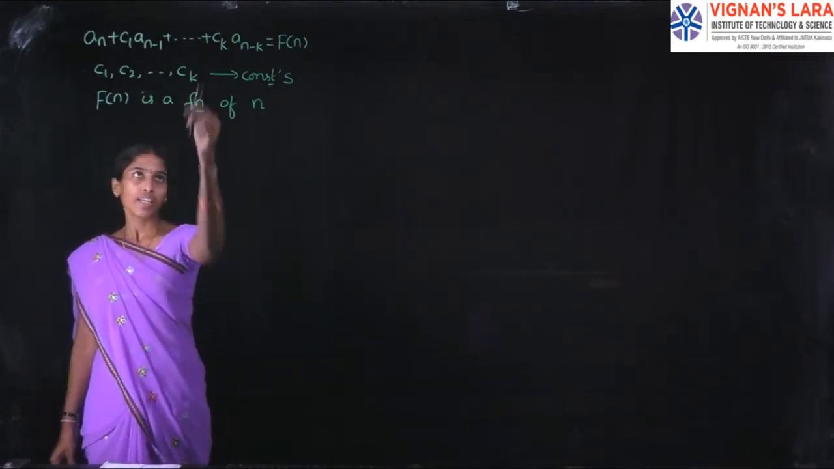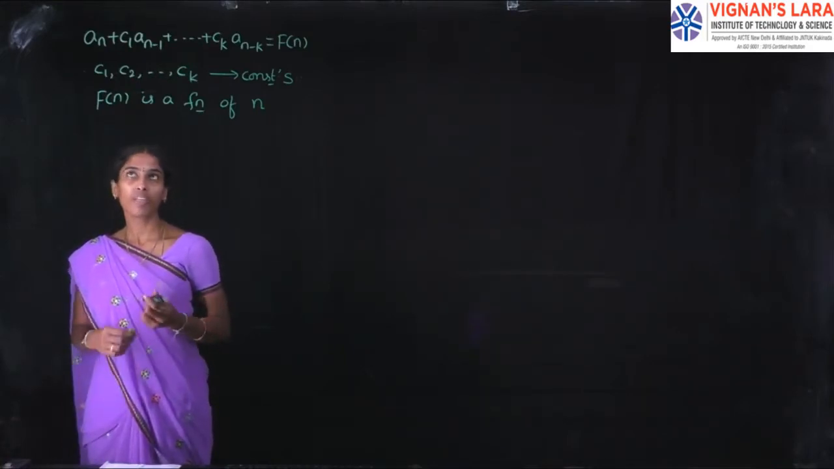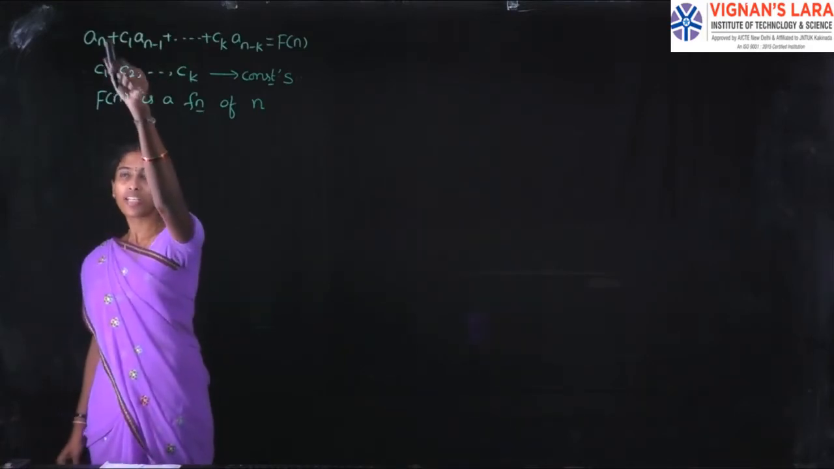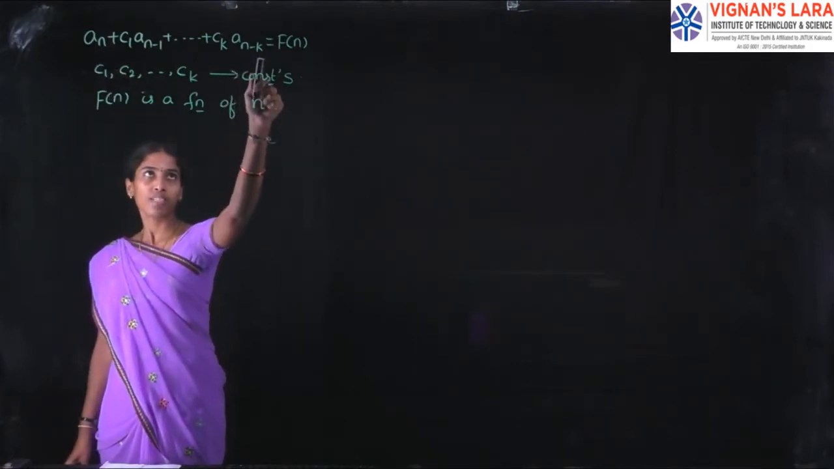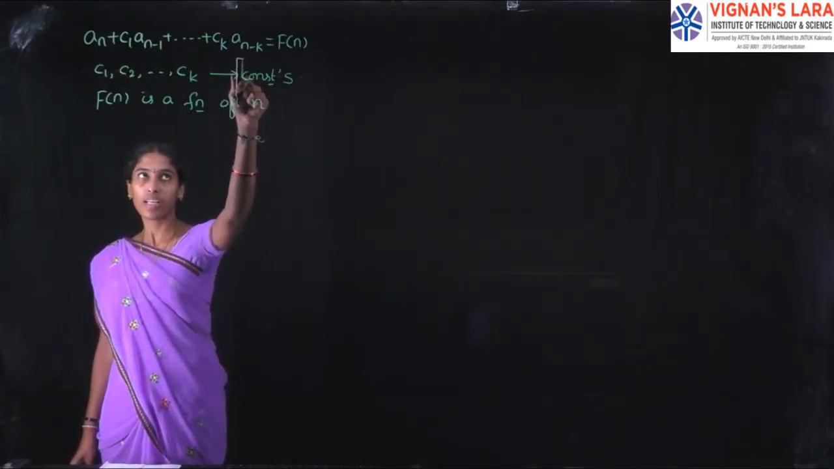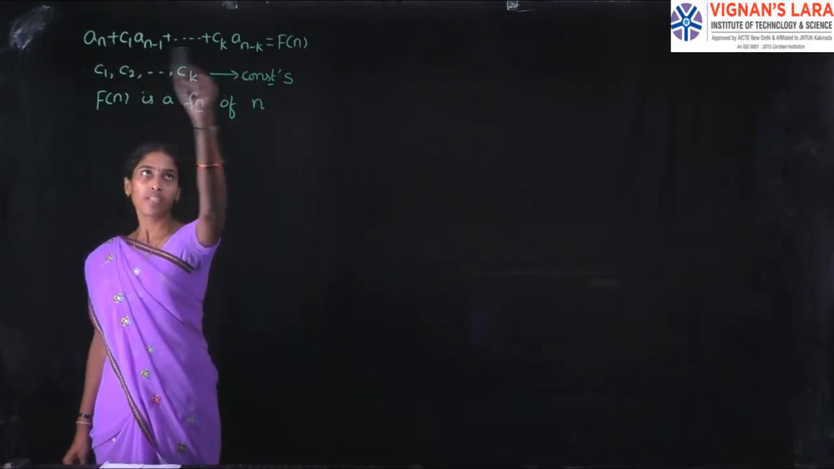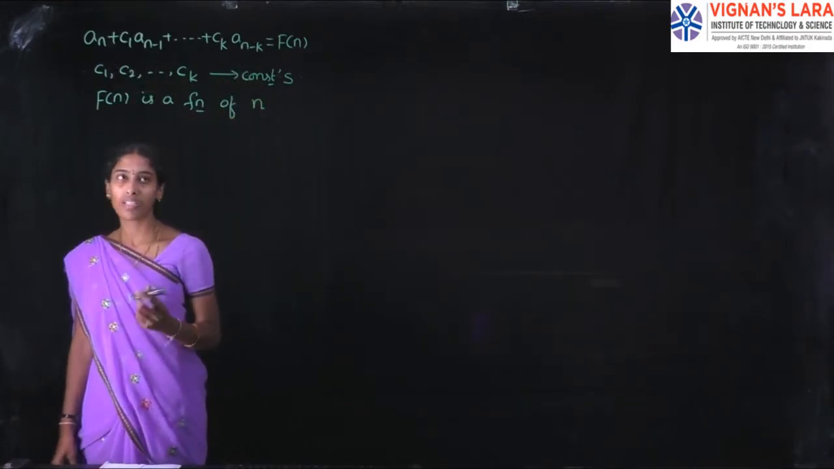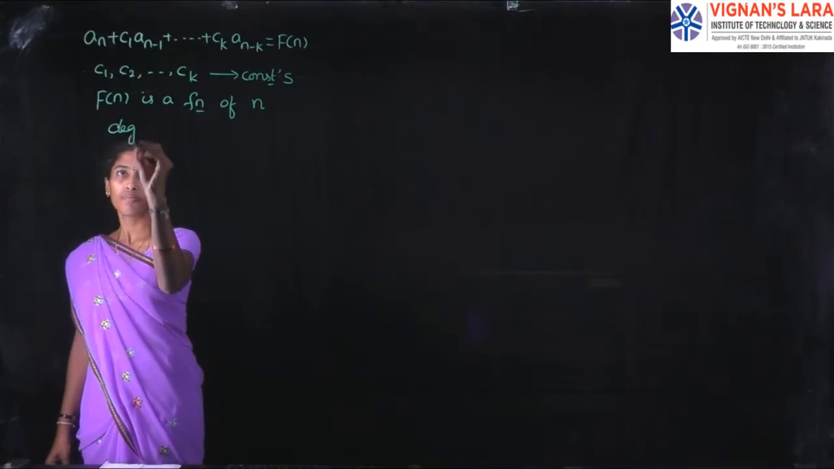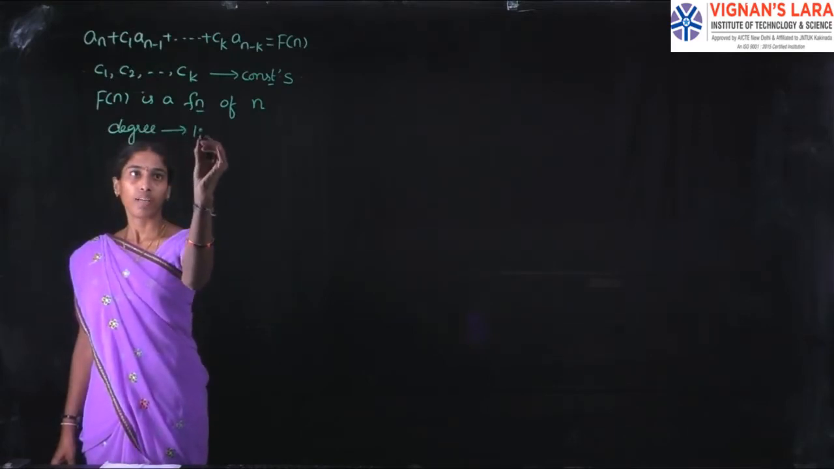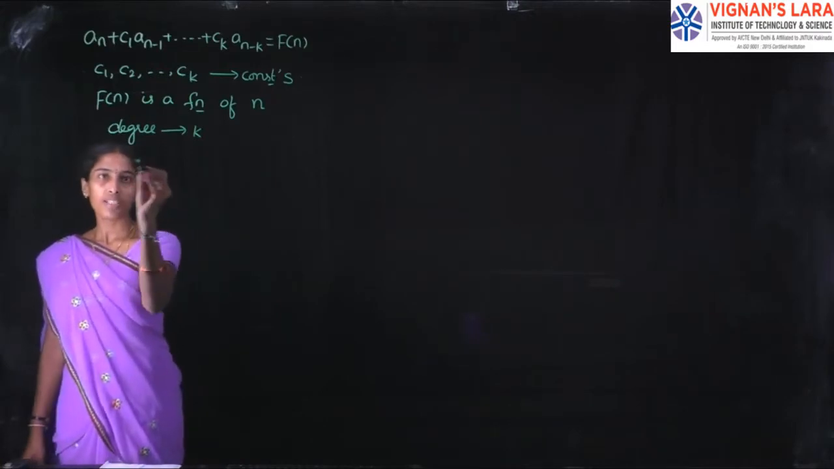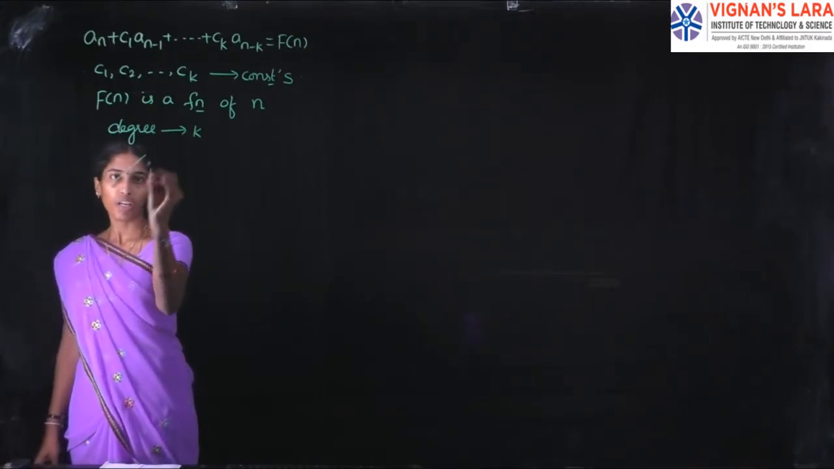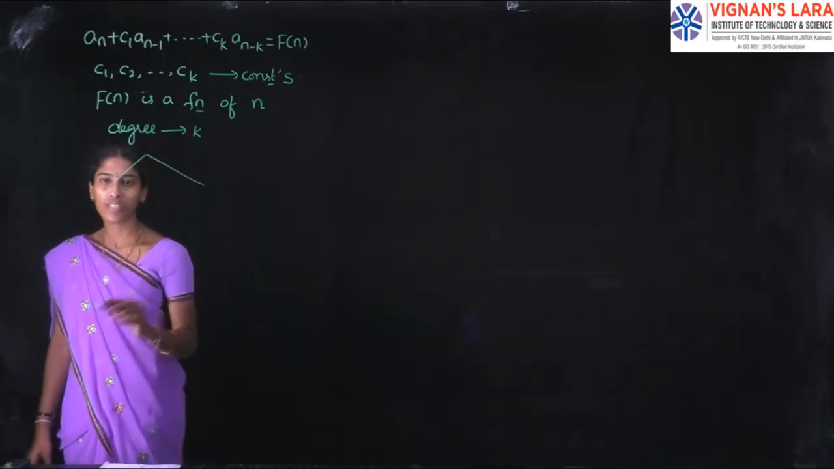This recurrence relation is of degree k. How can we calculate its degree? The highest suffix term is a_n and the lowest suffix term which involves a is a_(n-k). Its difference is n minus (n minus k), so the degree is k. Right? So here, if f(n) is equal to 0, we have two types of recurrence relations.